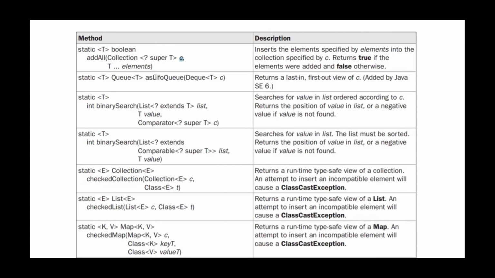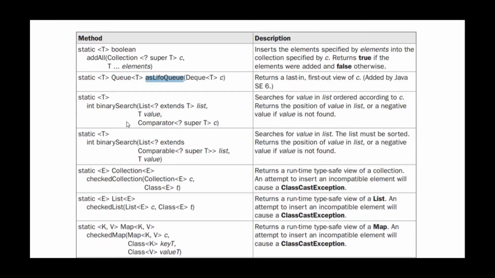Then we have asLifoQueue. If we want to convert a queue, Deque, into a LIFO queue, that is, last in first out manner, we can use this particular asLifoQueue algorithm. So these are methods, but internally they will be implementing the algorithm.